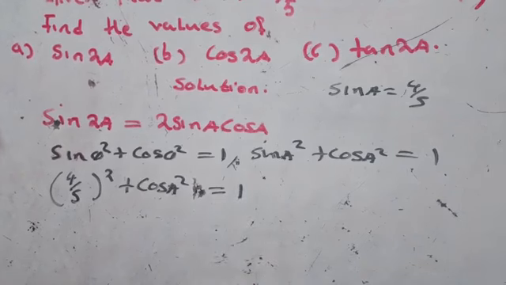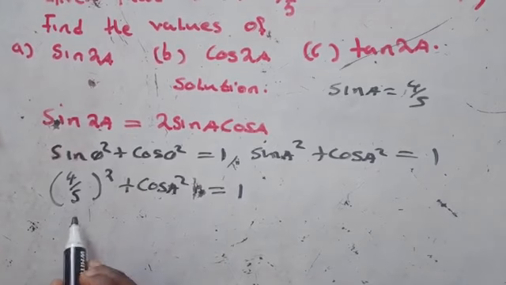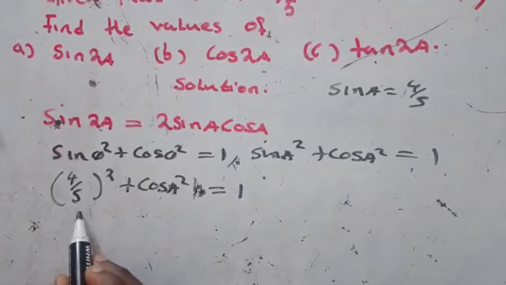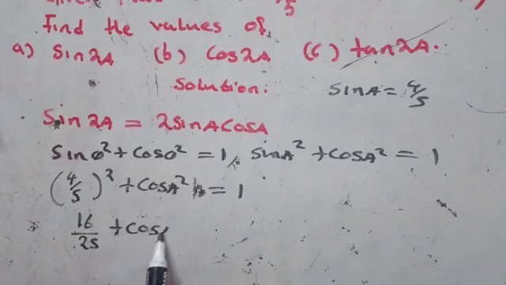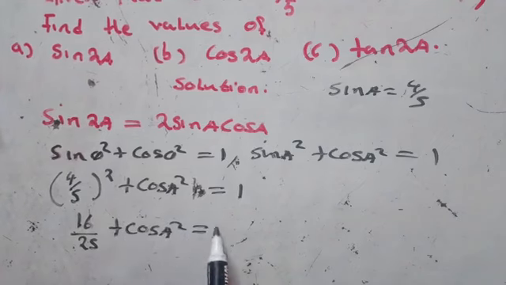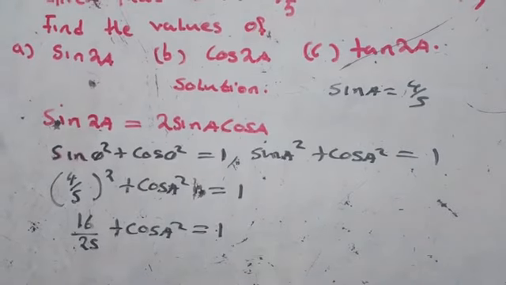Let's now expand this. So here we're going to have 4 squared, it's 16. So we're going to have 16 over 5 squared, which is 25, plus cos A squared, which is equal to 1. Having reached this stage, you can now collect the like terms where you take this to this side.